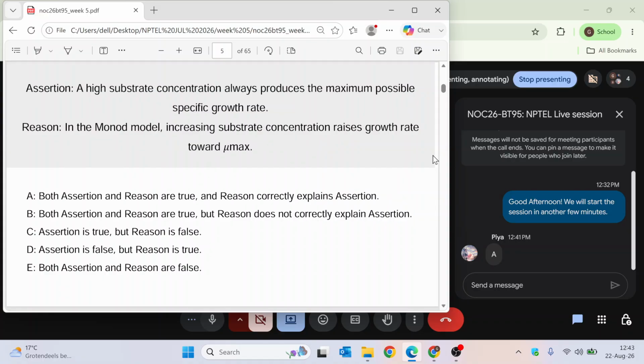Okay, so the next question is: a high substrate concentration always produces the maximum possible specific growth rate. The reason is that in the Monod model, increasing substrate concentration raises the growth rate towards mu max.